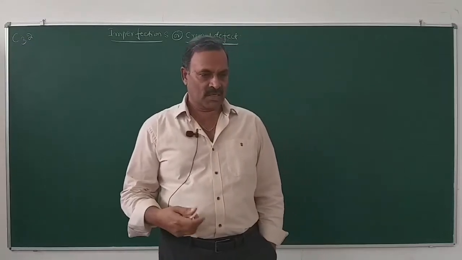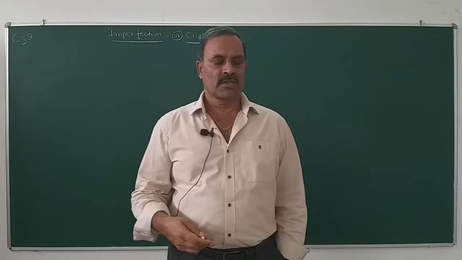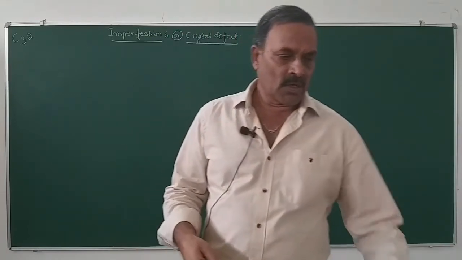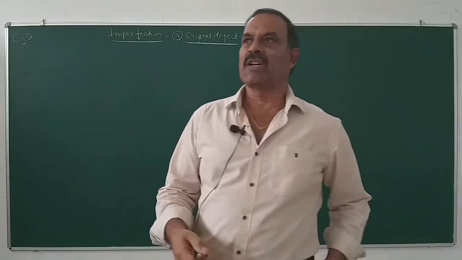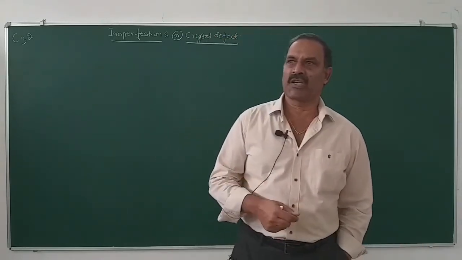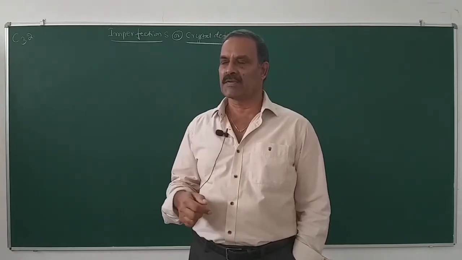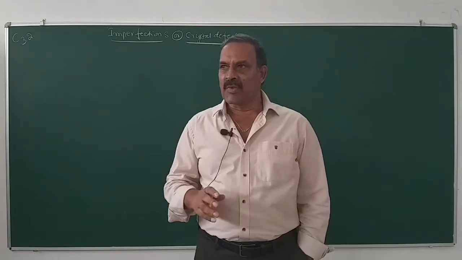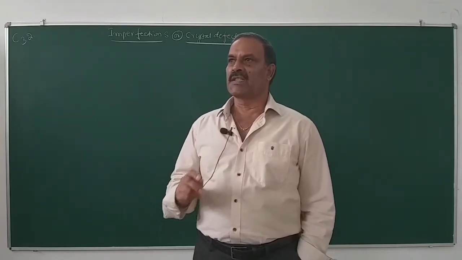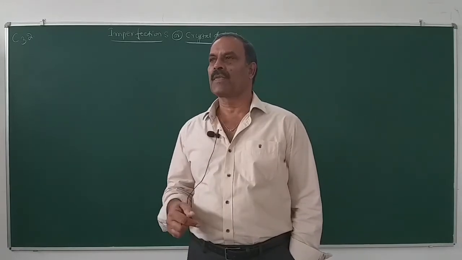So, in the last class, we were studying imperfections or crystal defects. What are imperfections or crystal defects? As you know, in crystalline solids, the particles are arranged in a definite pattern in three-dimensional space. So, any defect in the orderly arrangement of particles in crystals is known as crystal defect or imperfection.